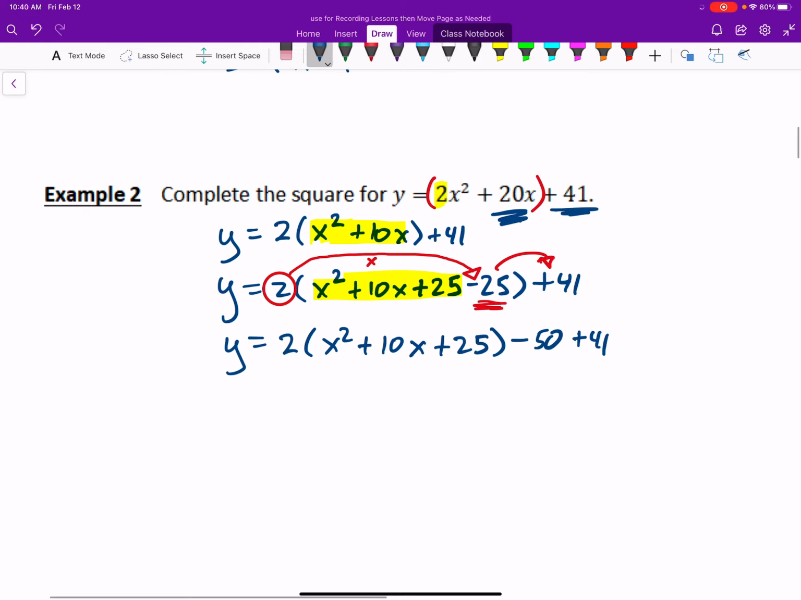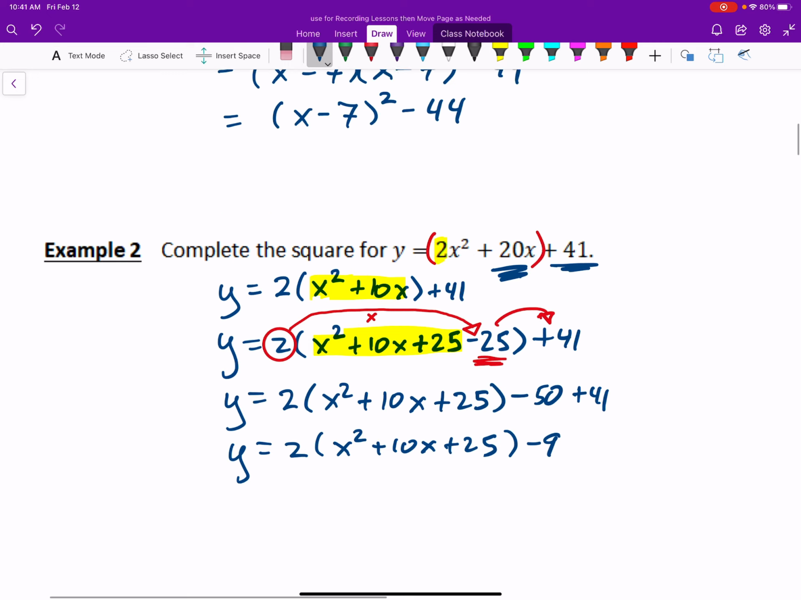Otherwise, everything goes on as before. Keep the 2 out front. Tidy up what comes after the brackets. And again, I'm just showing my work, but I'm just going to leave the perfect square as it is. But negative 50 plus 41 is negative 9.